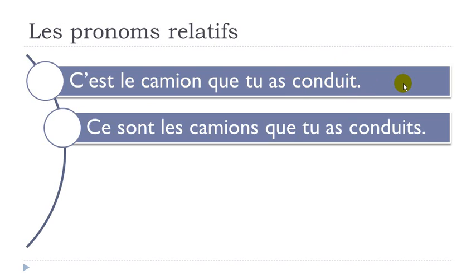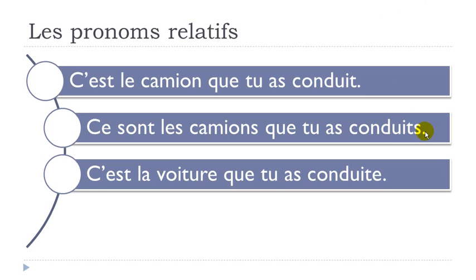But if we put the same sentence in the plural, in that case, ce sont les camions que tu as conduits, okay? You will have this S, you don't pronounce it, but it will be here. Now, the feminine. So we take la voiture, the car, okay? La voiture, it's feminine. C'est la voiture que tu as conduite.